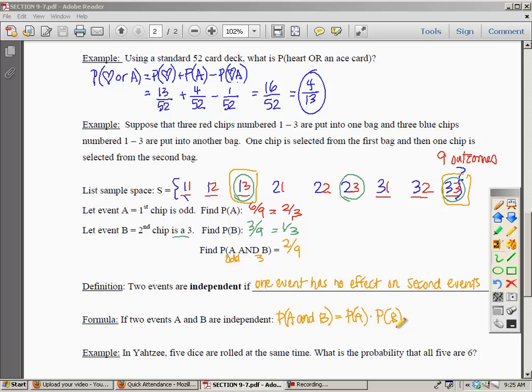So let me go back up above. If I try that, the probability of A is 2/3 times the probability of B is 1/3. 2 times 1 is 2, 3 times 3 is 9. You'll notice that's exactly what I got. And that's how it works. Now you can write out the sample space or you could learn the formula. It's kind of up to you. So this is again another formula you should know. I'm going to keep going.